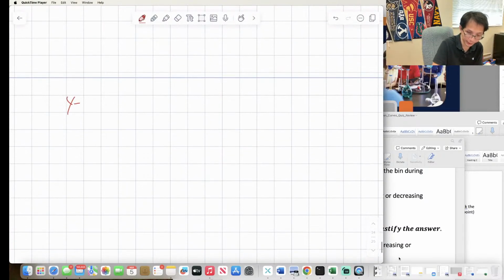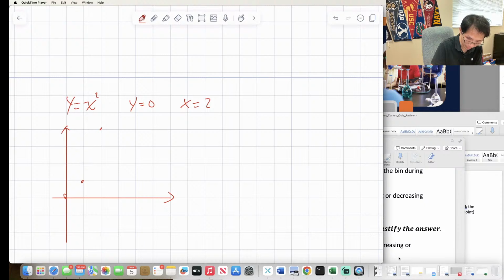Y equal to x squared. Okay. Y equal to 0. X equal to 2. Okay, so this is the graph. Y equal to 0, so it's this part. X equal to 2, this part. Okay, rotating where? Y equal to 4. Okay, so rotating here.